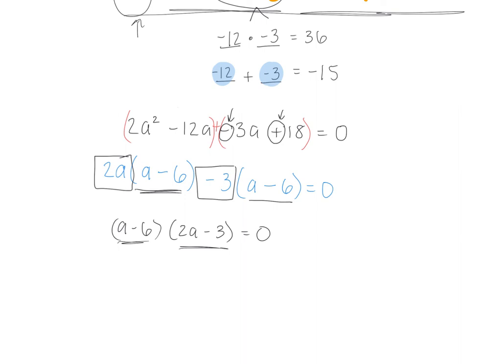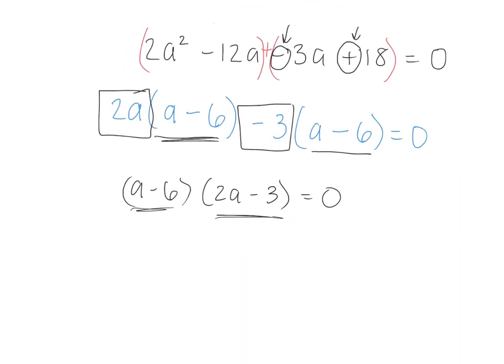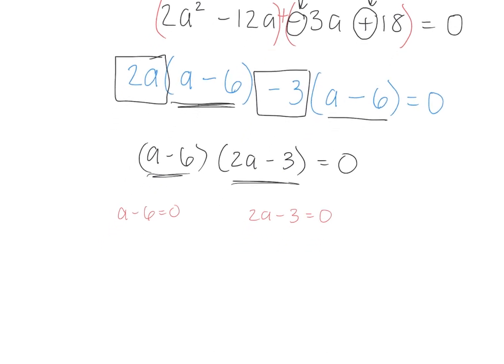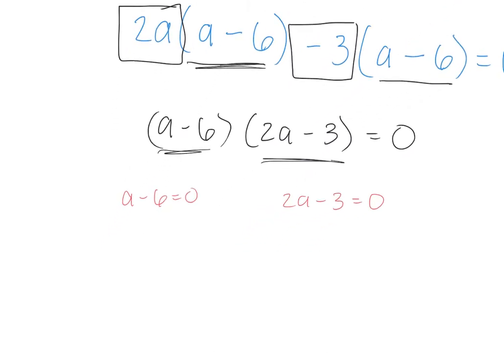You set them equal to 0, okay? Remember, once you factor, once you have 2 things times each other that equal 0, just set them both equal to 0 and you're done, okay? So we're going to set a minus 6 equals 0 and 2a minus 3 equals 0. In the first one, what am I going to get? A equals? Well, we just add 6 to both sides. So a equals 6. In the second one, what do I need to do?